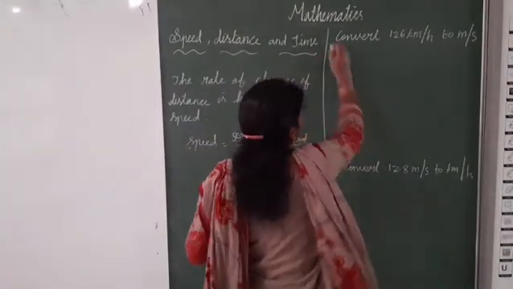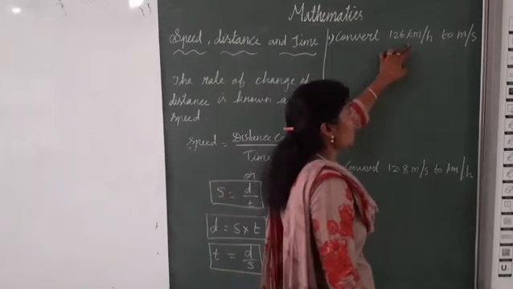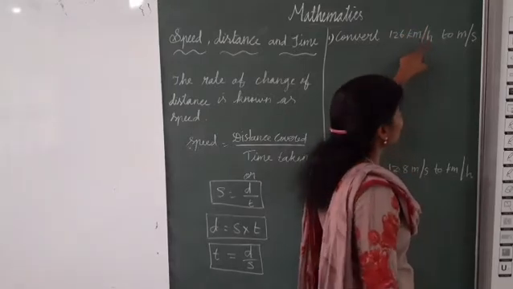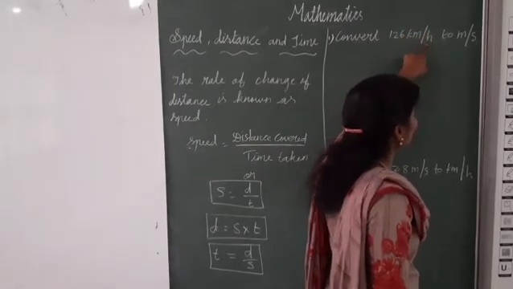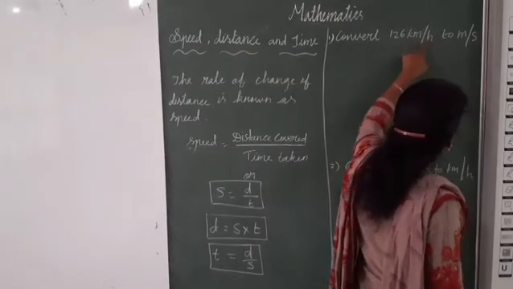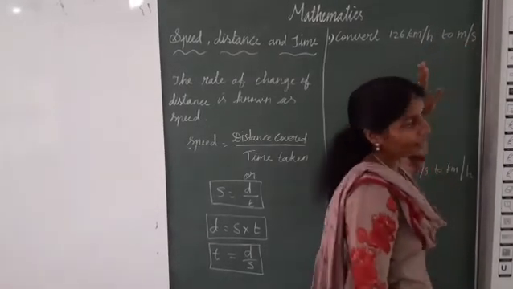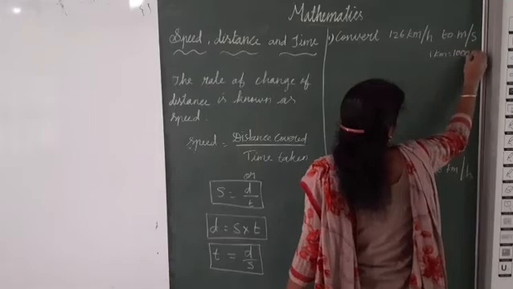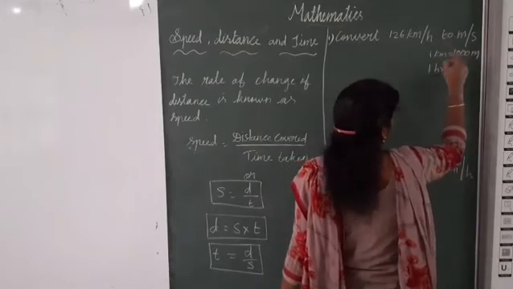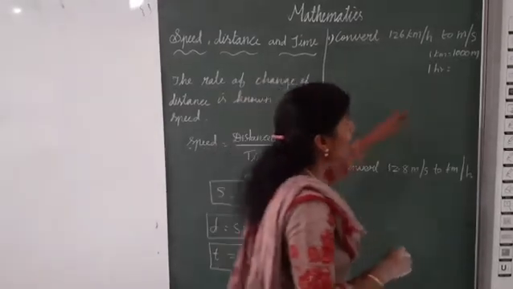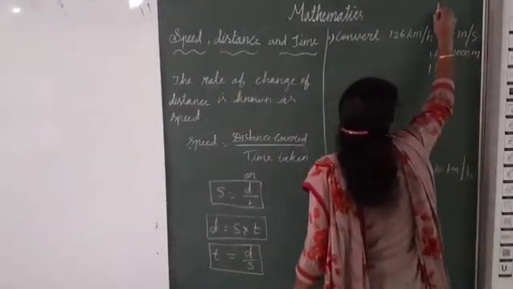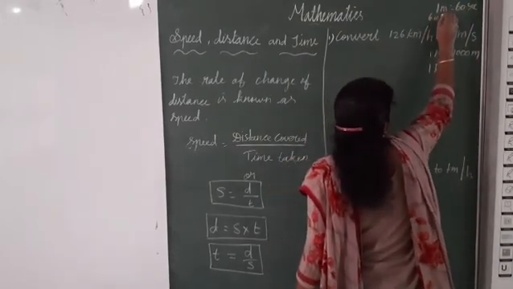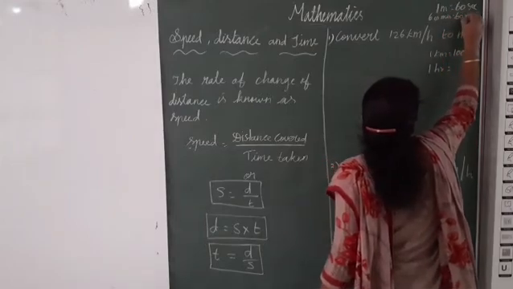Now convert, first one, convert 126 kilometer per hour. How can you read it? Kilometer by hour, kilometer divided by hour. We can convert kilometer per hour into meter per second. How can you convert? 1 kilometer is equal to 1000 meters. 1 hour is equal to how many minutes? 60 minutes. Here we need seconds, isn't it? 1 minute is 60 seconds. Therefore 60 minutes is 60 into 60, isn't it?